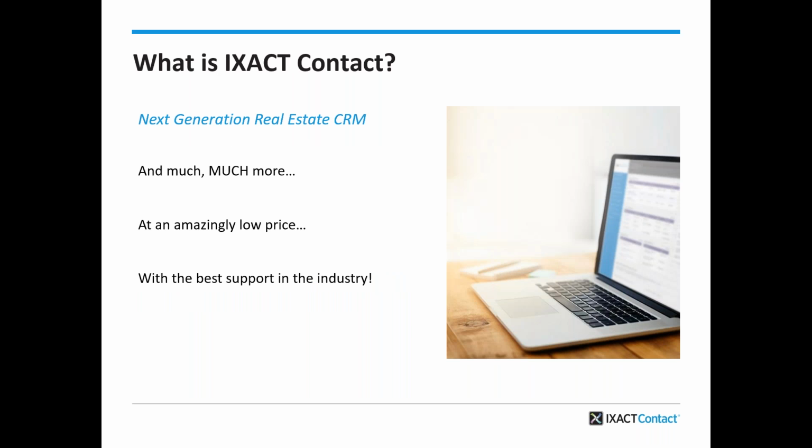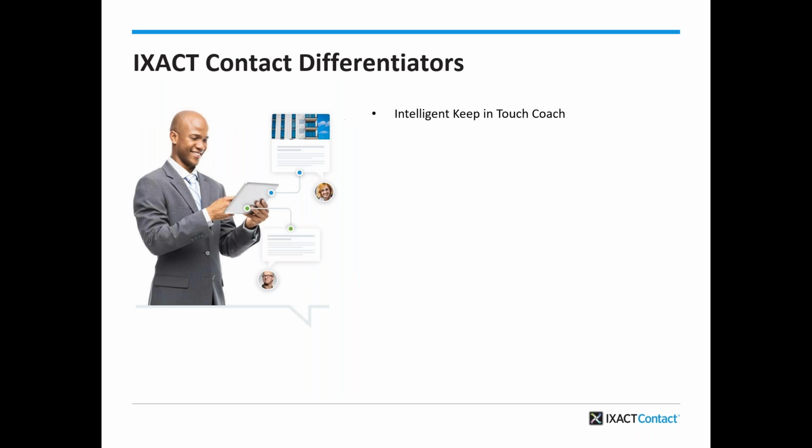So now I'm going to dive into, that was sort of high level CRM and why. So what is Exact Contact? Exact Contact is what we call a next generation real estate CRM. It's an all-in-one real estate CRM that includes things like your email marketing. It includes a website. It includes social media marketing. There's a ton of automation, and we're always at the forefront of making things easier for you in that follow-up. So I want to talk about just some of the key features, things like our Keep in Touch coach.